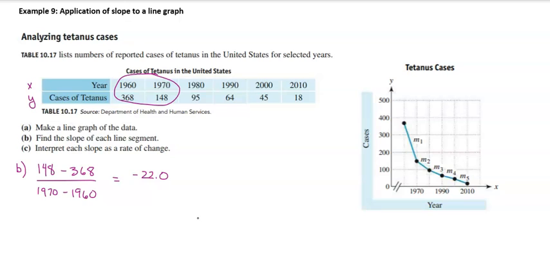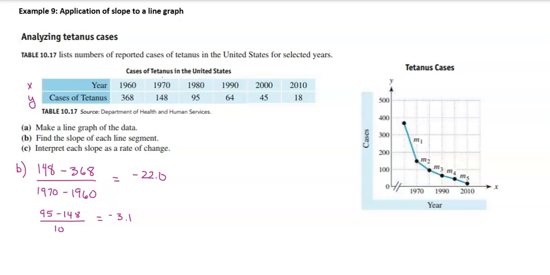Okay, so for the next one, we're going to use 1970 to 1980 and 148 to 95. So we get 95 minus 148, and that's going to be over 1980 minus 1970, which is just 10 years. Every one of these is 10 years, so I'm just going to start putting 10 on the bottom because it makes it simpler. And we get negative 3.1. As you can see, the slope is getting to be a little bit less.